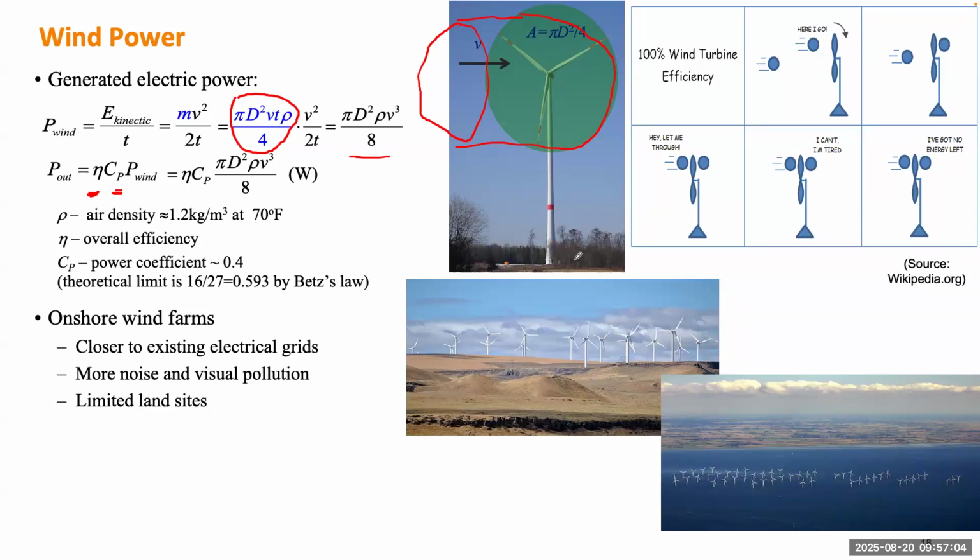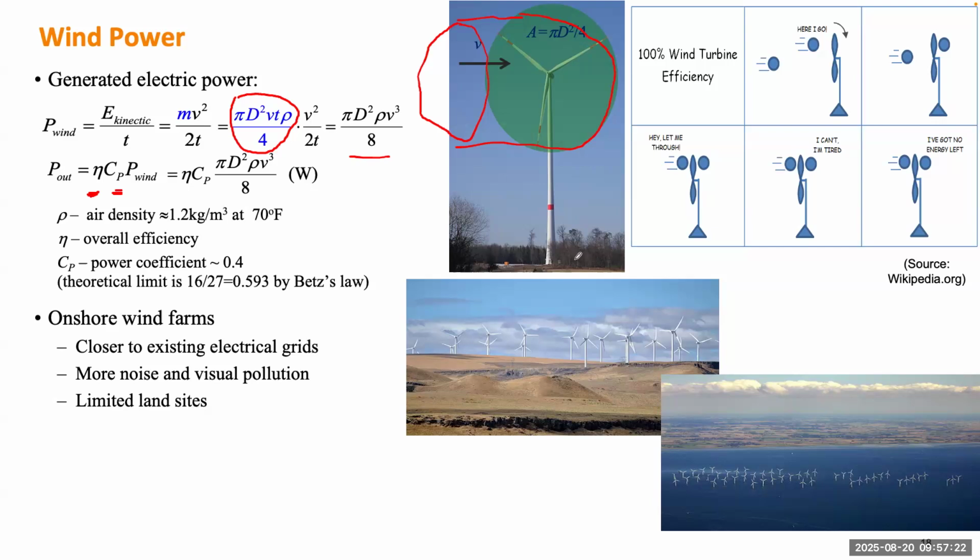But the bad thing is there is a lot of visual pollution. Many people don't like those wind turbines, and they can be very noisy. And some people believe they are killing the birds. So there are many concerns. But offshore will have much less environmental concern.